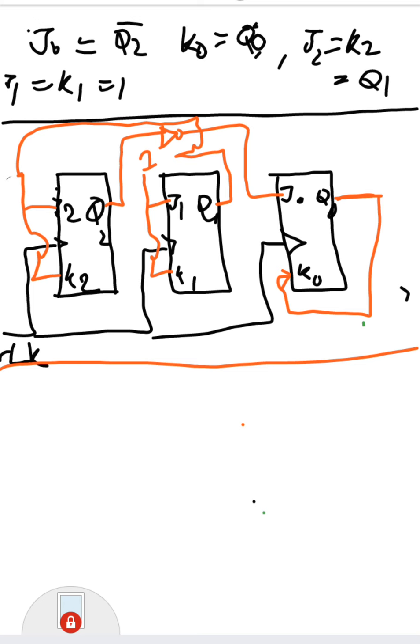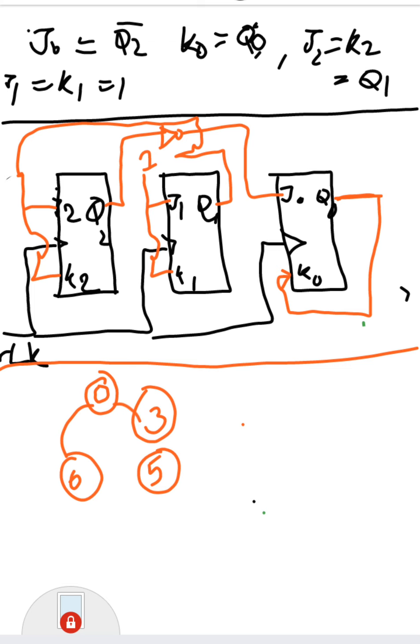Initially our question says in the first clock pulse the counter should count 0. In the second clock pulse it should count 3. Third clock pulse it should count 5. Next clock pulse it should count 6 and then it should return back to 0. So 0, 3, 5, 6 and 0. This is the loop. The counter should count in this sequence. That's the meaning.